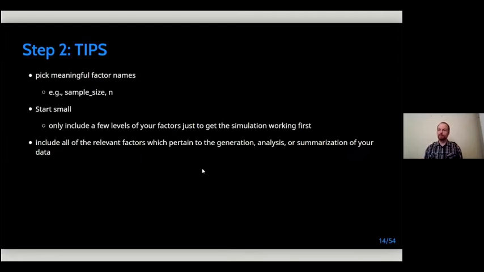I also recommend when you're creating this design object to think about all the factors that need to be involved in your simulation. So anything that is going to affect or alter the generation process, the analysis process, or if you can conceivably think of something that might affect how you summarize the data, you might want to put that in there too as a factor. That way when you're coding your experiment, everything's included.